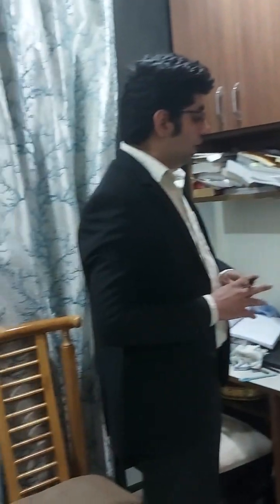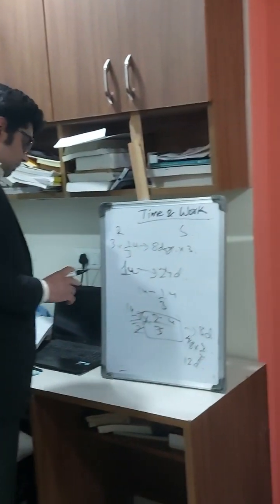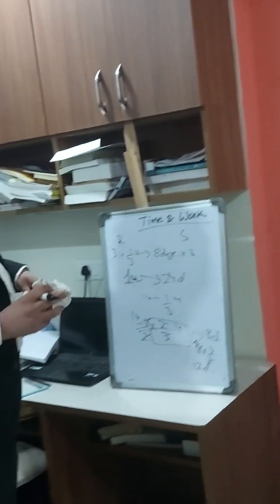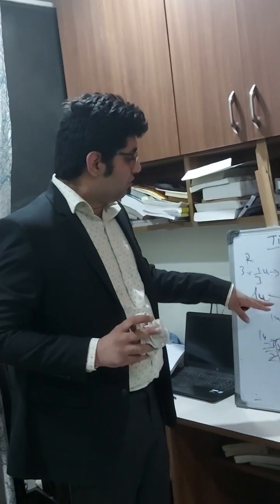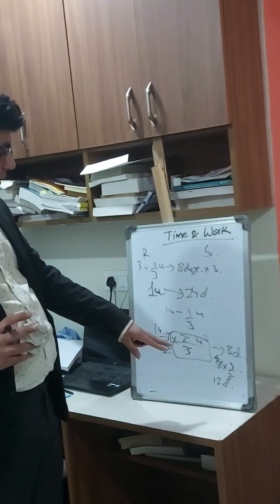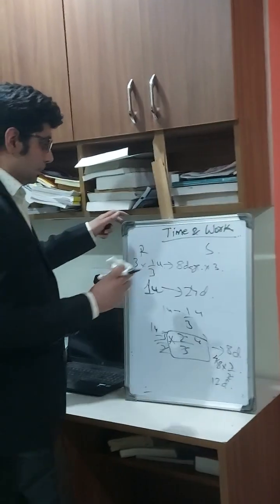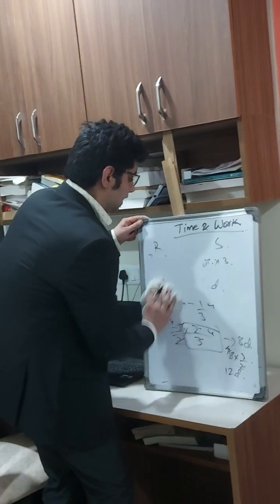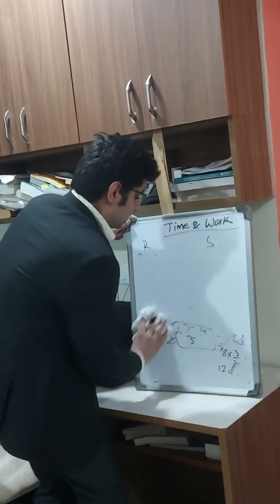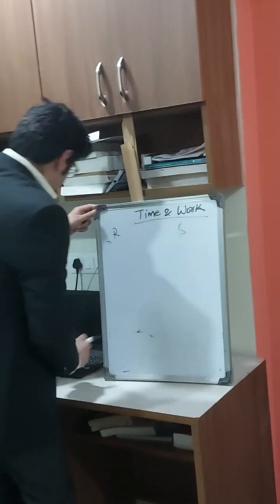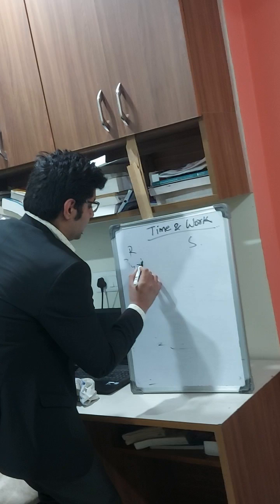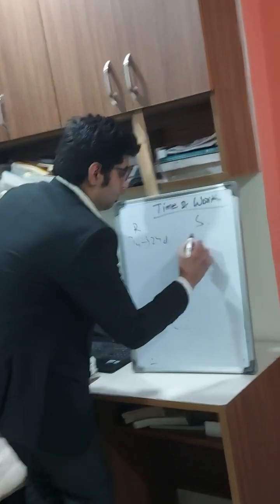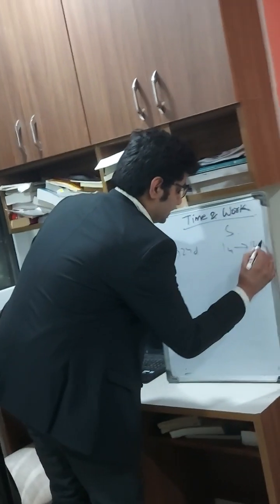So now we have found out that Ram does 1 unit of work in 24 days and Sham does 1 unit of work in 12 days. Okay, now let me write this. Ram does 1 unit of work in 24 days. Sham does 1 unit of work in 12 days.